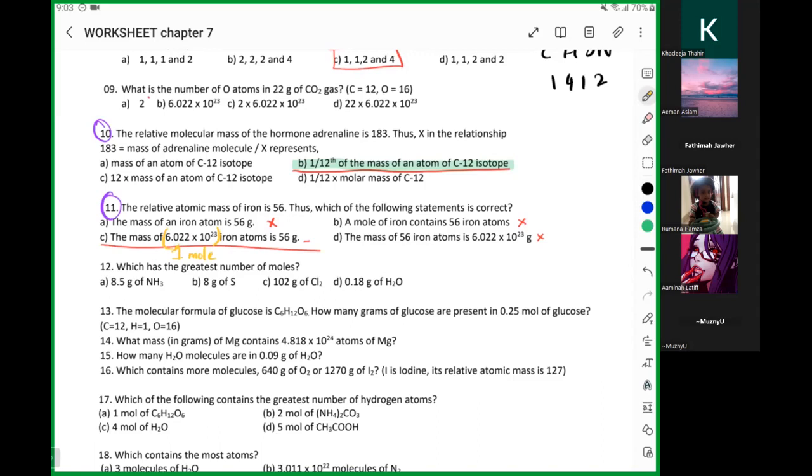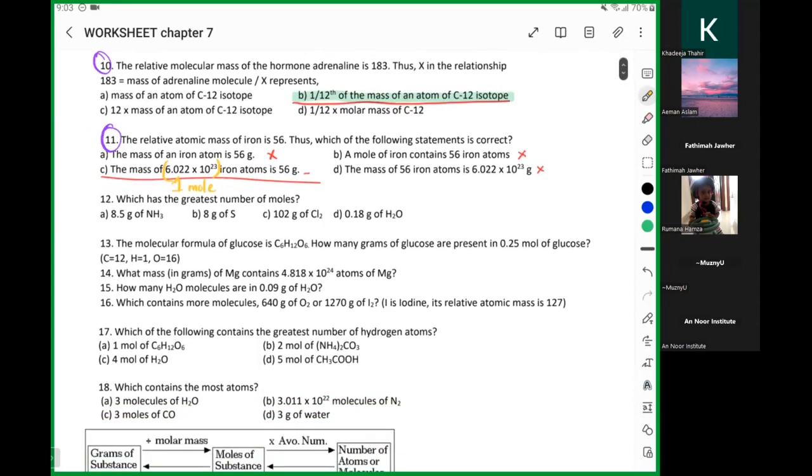Yeah, Miss, why is D the correct answer? No, the correct answer is C in question number 11. You're asking me why? Yeah, Miss, why is C correct? Okay, I'll explain. Now see.